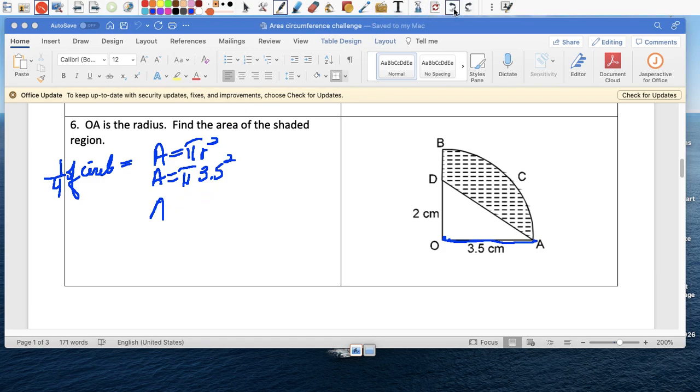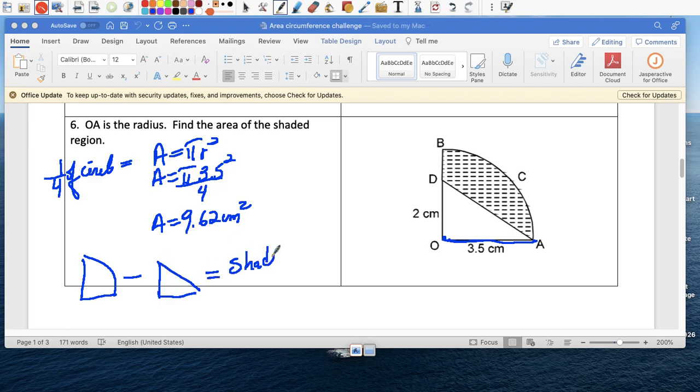Now let me just write this. Now I'm going to divide by 4 because I want a quarter circle. So the quarter circle is 9.62 centimeters squared. And from this quarter circle, minus, I got to subtract the triangle. I get the shaded region.